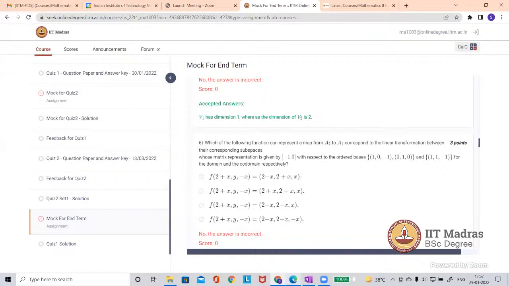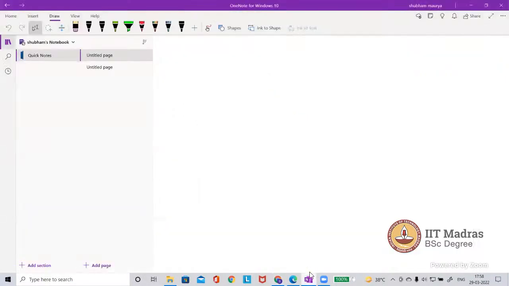Sir, here the matrix representation is given by only -1 0. So actually, because of the dimension, if you see that the dimension of the domain is 2, and the codomain is 1. So here the matrix representation is given. It is just a 1 cross 2 matrix, is it?